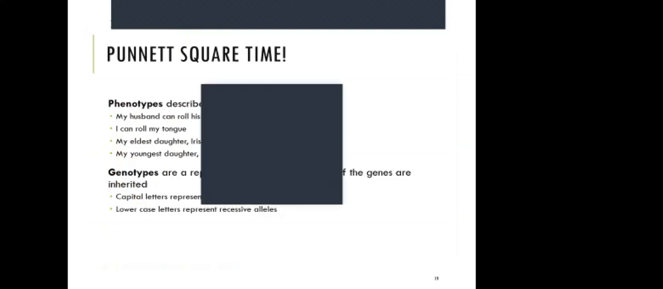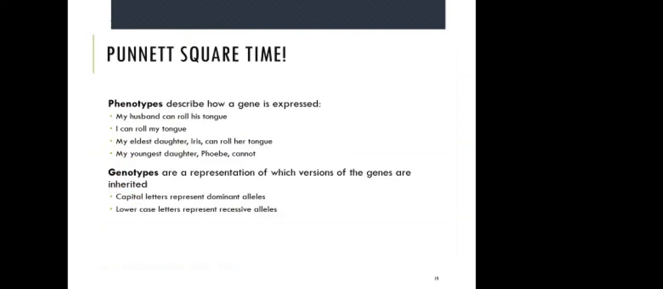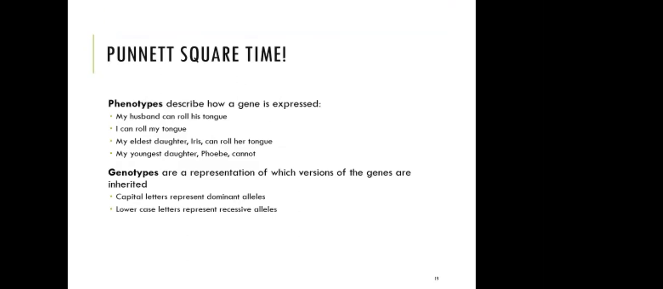Okay. All right. So my husband can roll his tongue. I can roll my tongue. My oldest daughter, Iris, can roll her tongue. My littlest, Phoebe, cannot. Mystery. Why can't she roll her tongue? So these are our phenotypes. This is how this gene is expressed. And once again, yes, you can learn how to roll your tongue, but neither John nor I ever expended that effort. We have better things to do, frankly.